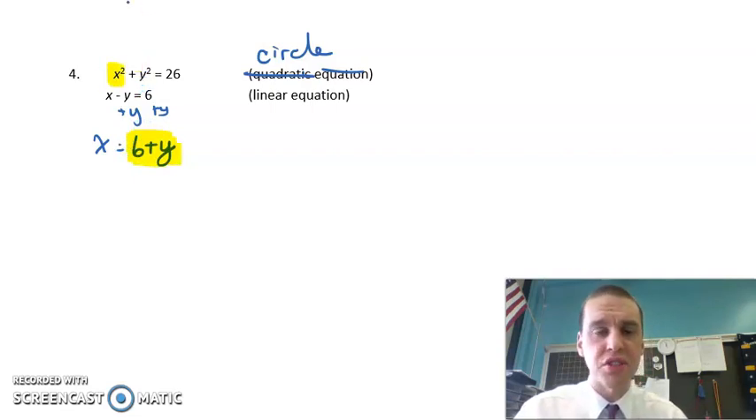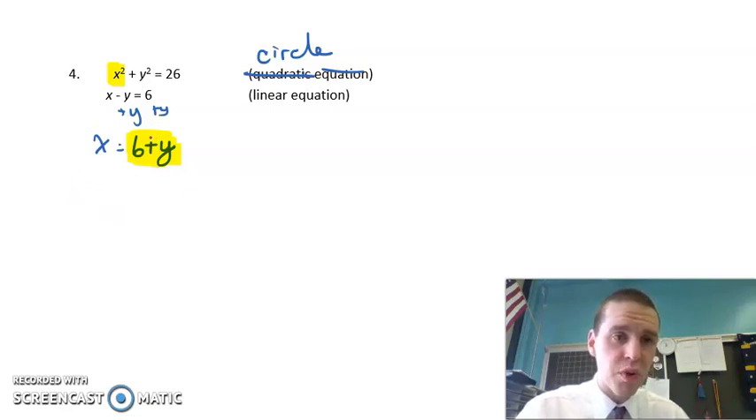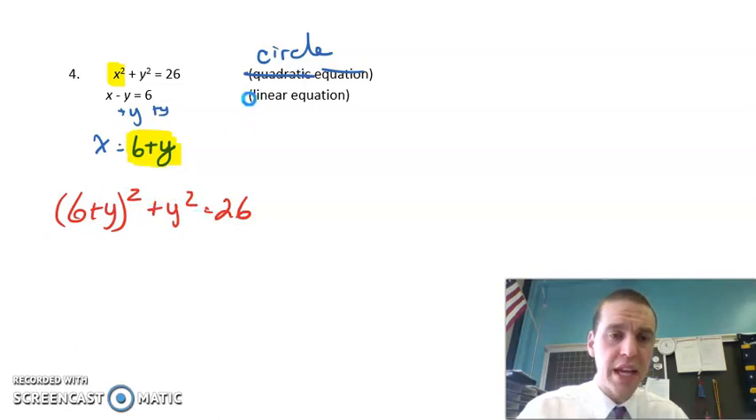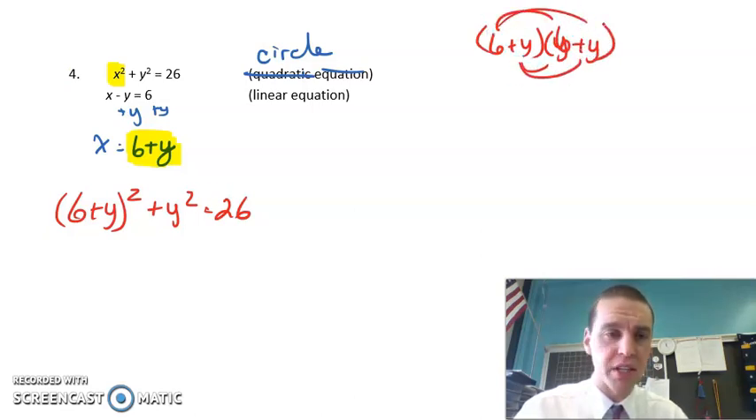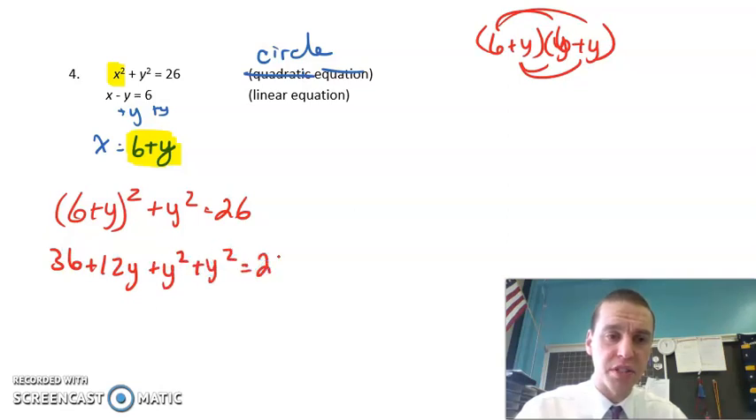This is called substitution. We need to get used to this. We've done it before. You did it in algebra, and we've done it in this class a few times. So with what x is, I'm going to get (6 plus y), and I'm going to square it, plus y squared equals 26. And I need to expand it. If you don't know how to expand it quickly, you need to go over here and double distribute. Take a minute to do that. You should get 36 plus 12y plus y squared equals 26.